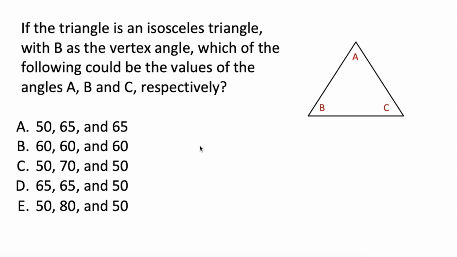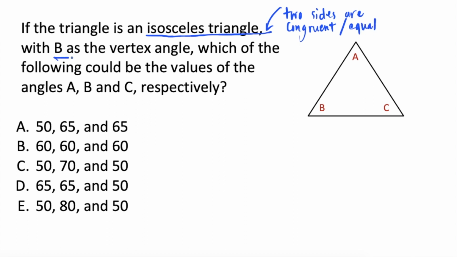If a triangle is an isosceles triangle with B as the vertex angle, which of the following could be the values of angles A, B, and C respectively? So recall that when we say isosceles triangle, ito ang mga triangles with two congruent sides or equal in length. So since B yung vertex natin, ibig sabihin yung dalawang line na nakakonect dito ang dalawang line na congruent.